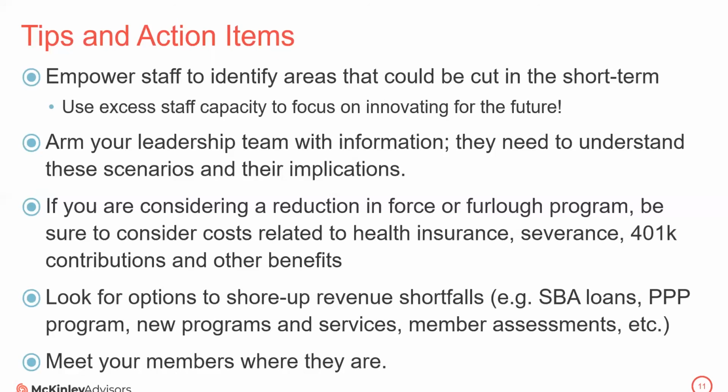Also, be on the lookout for ways that you could actually deliver new programs and services in this time. So back to the point about using this time for innovation, are there new ways that you can deliver value to your members to, again, help shore up your revenue shortfalls? And finally, depending on your industry, depending on your organization and its bylaws, you may have the opportunity to do member assessments to shore up some of that revenue shortfall as well, if that's something that is appropriate for your organization.